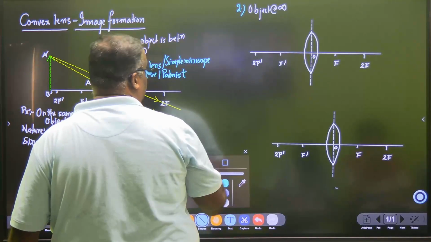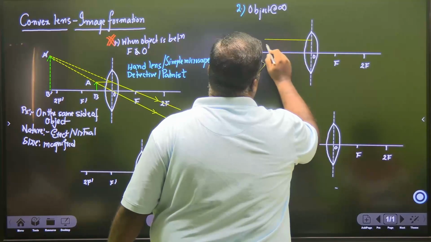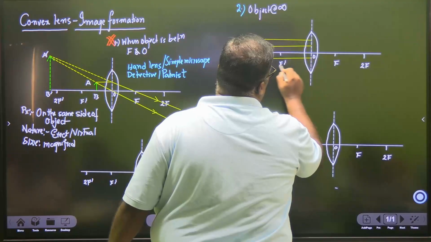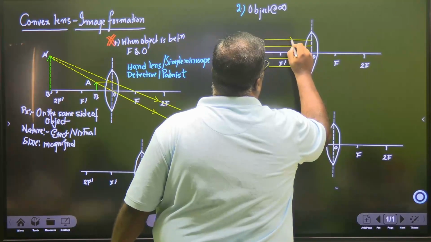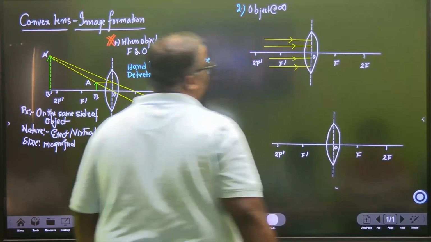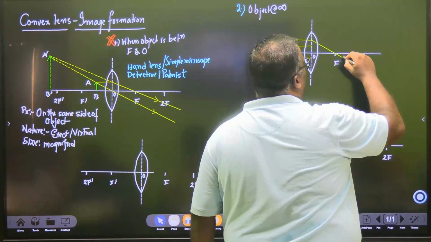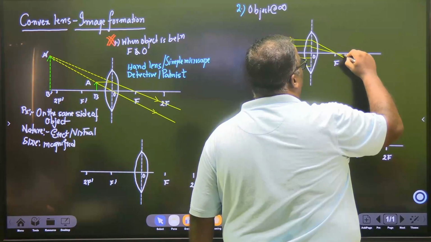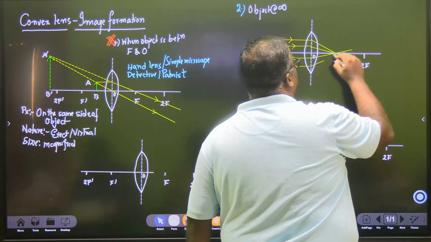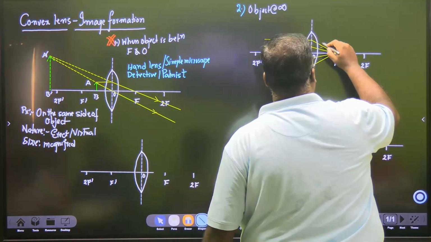Rays are distant, rays are always parallel. So parallel distant rays are coming. These are all parallel distant rays which are coming from far off places, and they all will merge where? They all will merge at the focus. This is actually the definition of the principal focus of a convex lens. That's why this lens is also known as a converging lens, right?